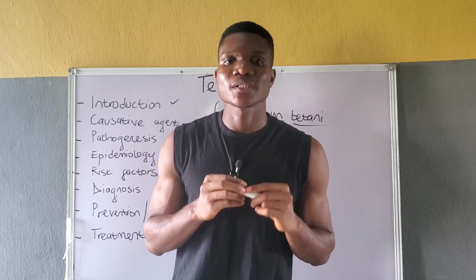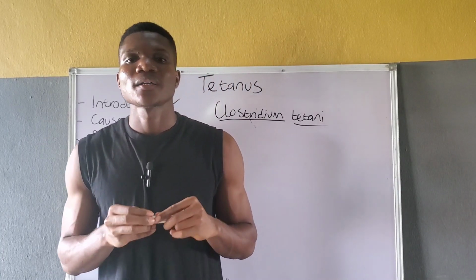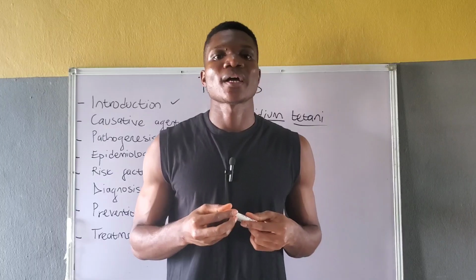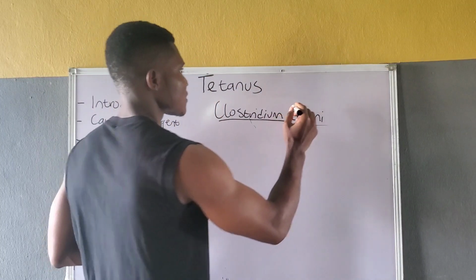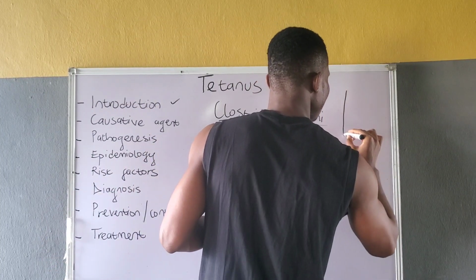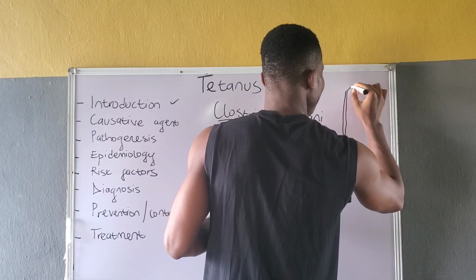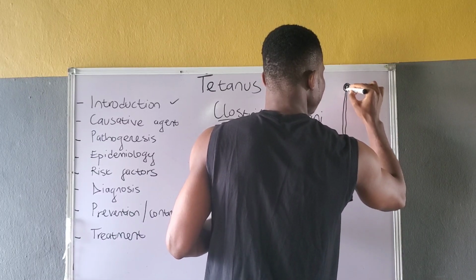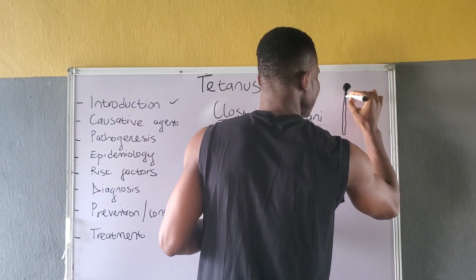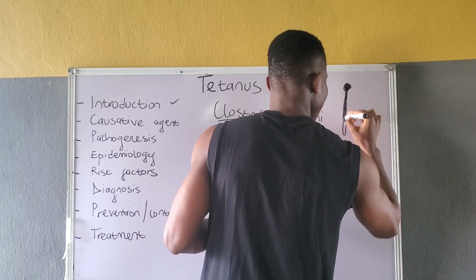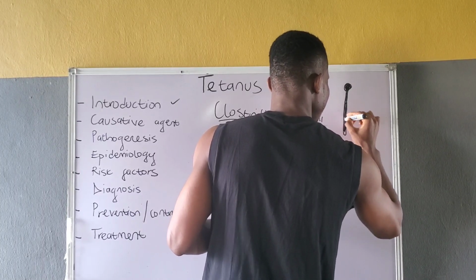Also, Clostridium tetani spores are drumstick-like in shape, more like a tennis racket. They appear like this under the microscope.